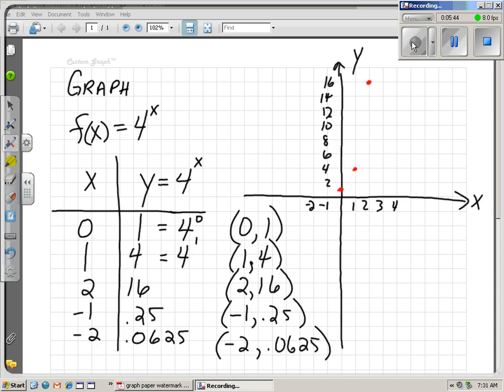So I've marked 0, 1, and 1, 4, and 2, 16, and see how it's skyrocketing up. That's exponential growth. As we go to the left, -1 is about a quarter, 0.25, and then it gets smaller and smaller, and it gets closer and closer to the x-axis, but it will never actually touch the x-axis. So exponential growth starts very, very small, and then skyrockets.